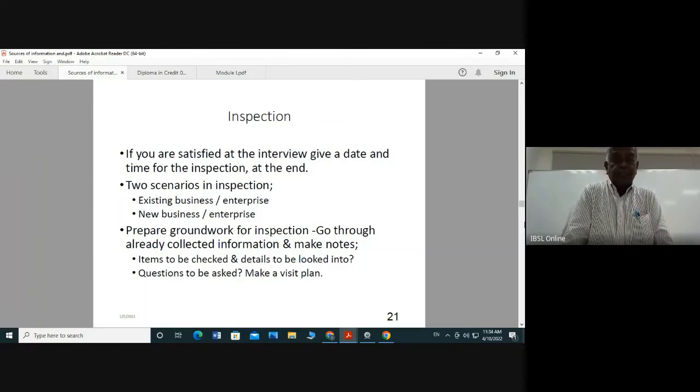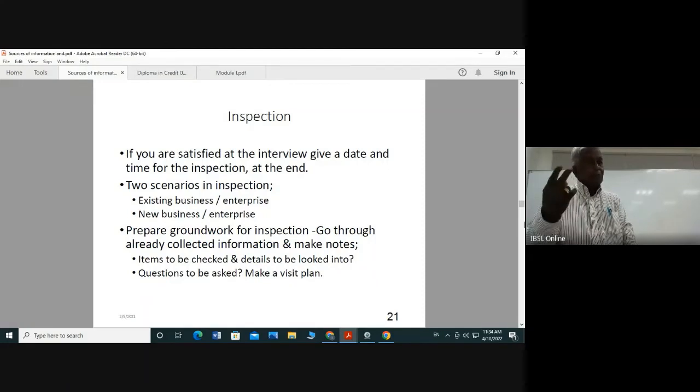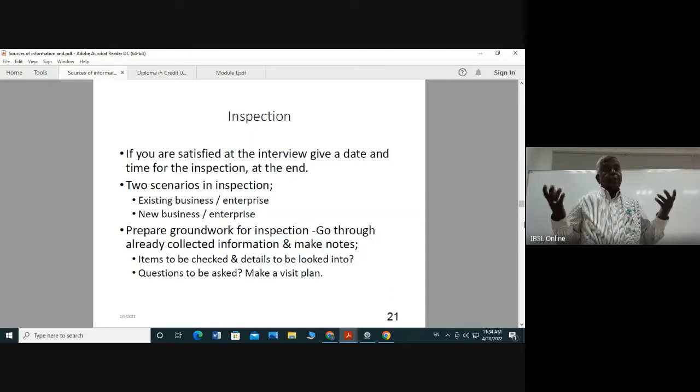There are two scenarios in inspection: existing business or enterprise, and new business or enterprise. One is an existing business, an already running business or enterprise. The other is a new business or new enterprise. Sometimes there won't be anything to see, only the land, the project land, and other things they have to develop. In the case of an existing business, there may already be buildings, furniture, machinery, office, quarters, everything.